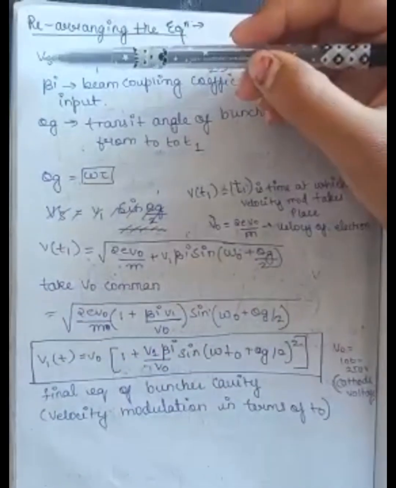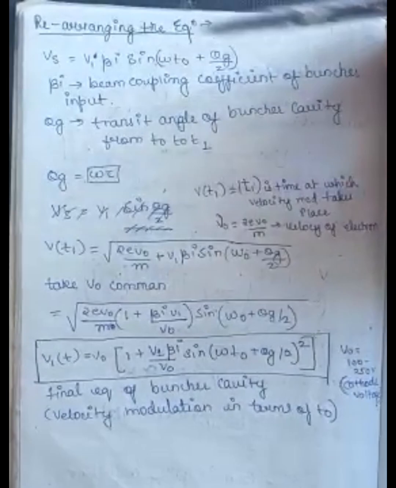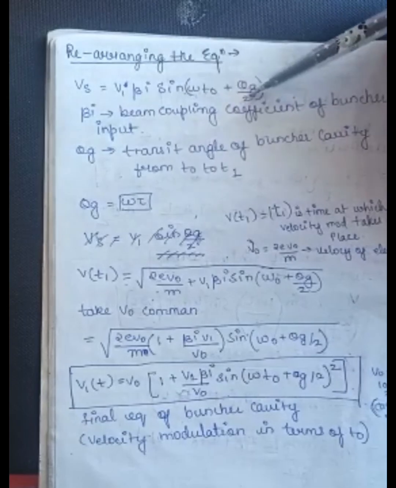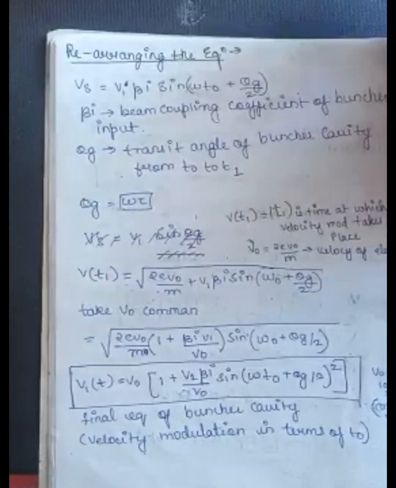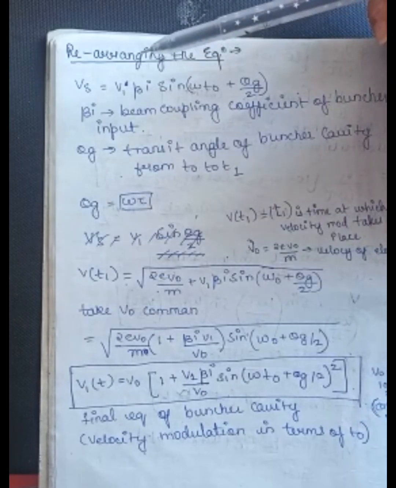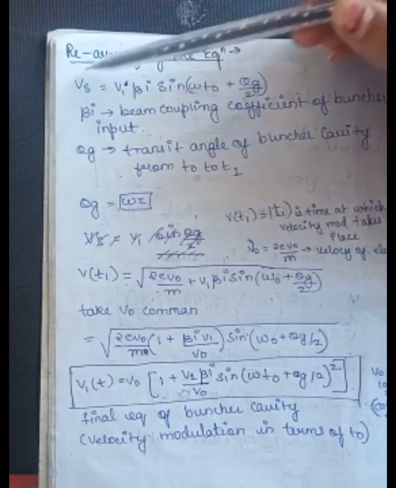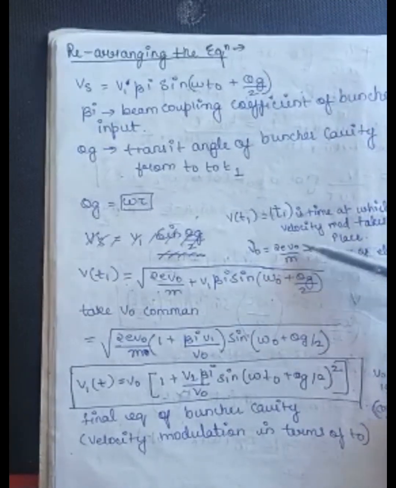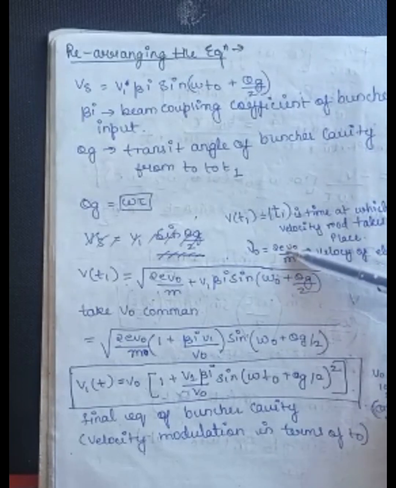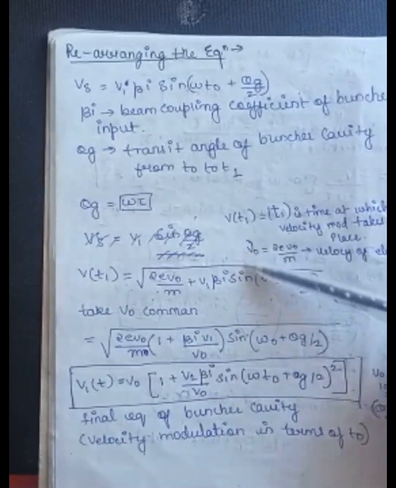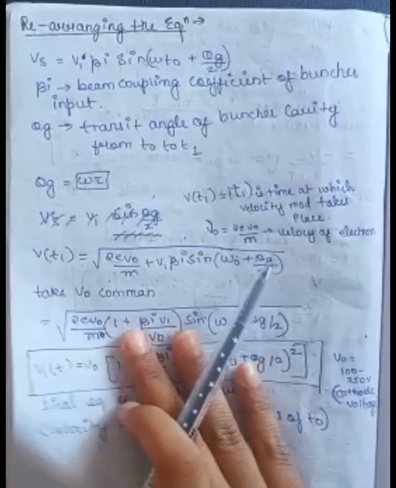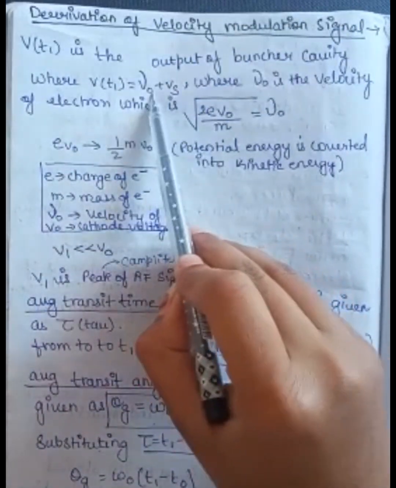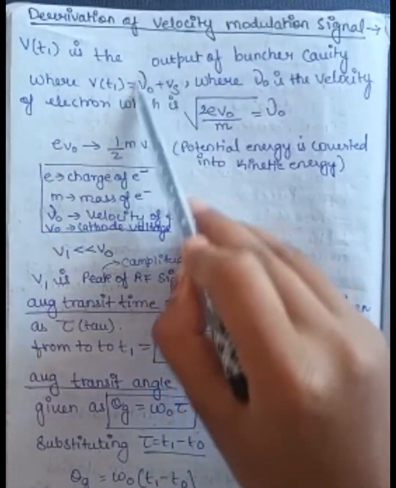So now we know that the average voltage, which is Vs, is V1 beta I sin omega t naught plus theta g by 2. And we also know that to find the velocity modulation equation, we have to add V0 plus Vs. Here V0 we already know, which is under root 2eV0 upon m. Here one V0 represents the cathode voltage and the other Vo represents the velocity of electron. Now we have to substitute the values of Vo and Vs in this equation.